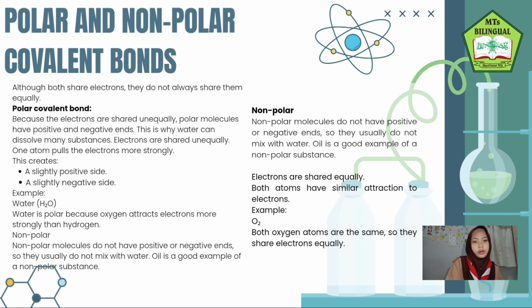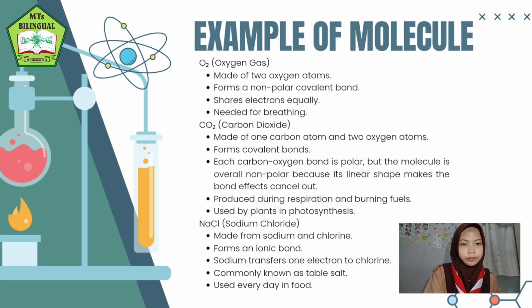Electrons are shared equally, because atoms have a similar attraction to electrons. Example, O2. Oxygen atoms are the same, so they share electrons equally. Example of a molecule, we go to here.